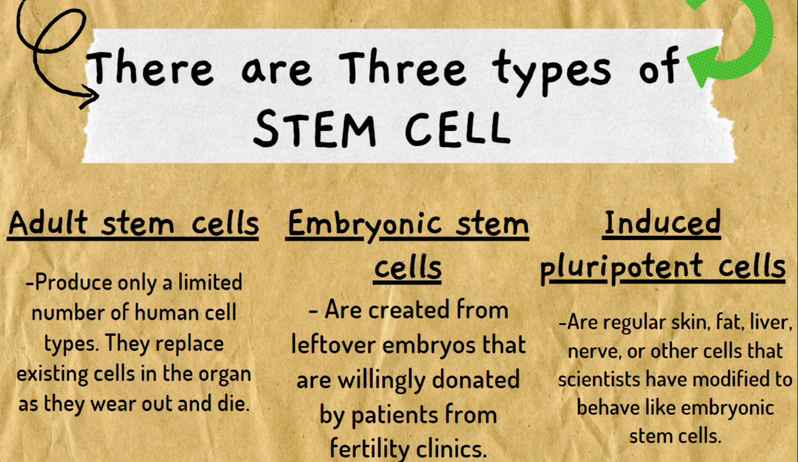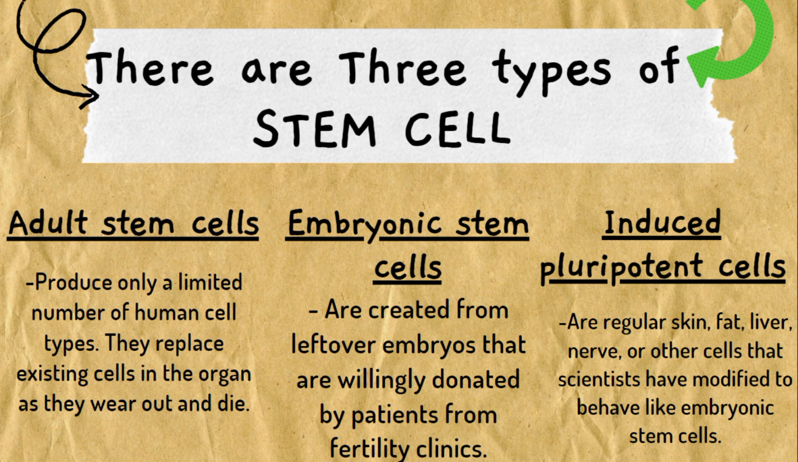Last is induced pluripotent stem cells. These are regular skin, fat, liver, nerve, or other cells that scientists have modified to behave like embryonic stem cells. The discovery of iPSC by Shinya Yamanaka and his research team in 2006 revolutionized the field of regenerative medicine by providing a way to generate pluripotent stem cells without the use of embryos.